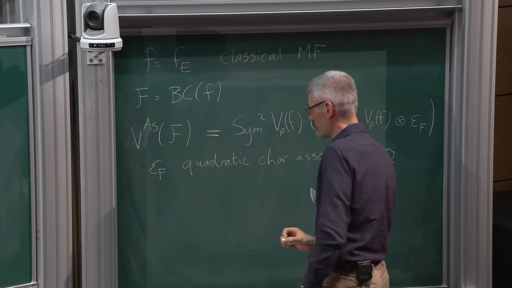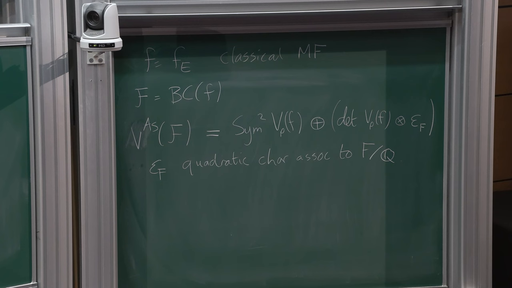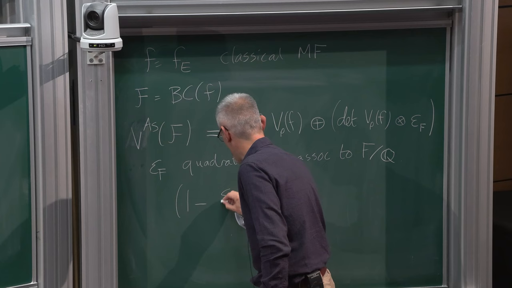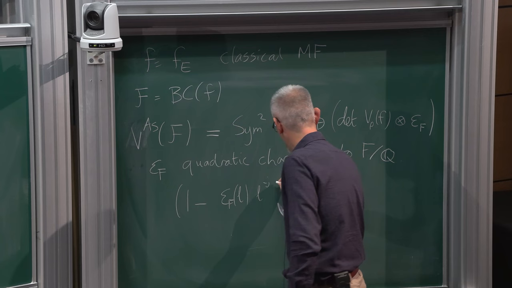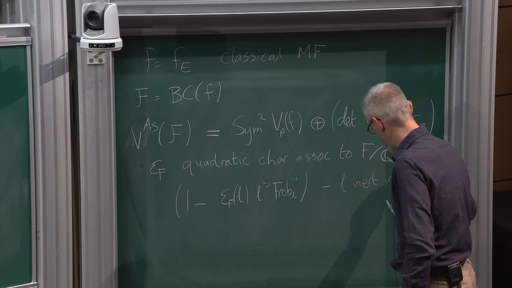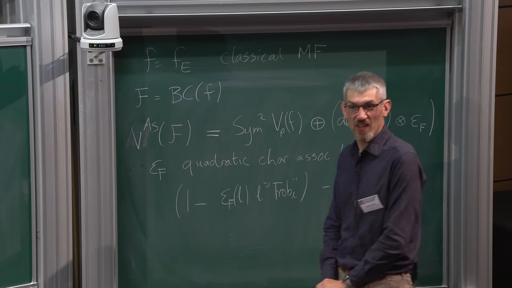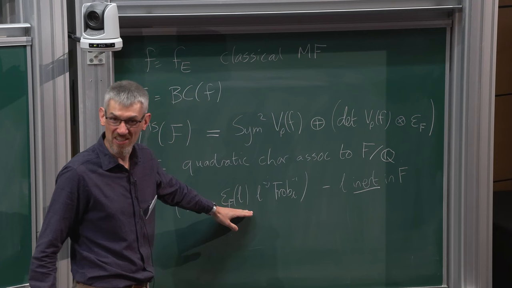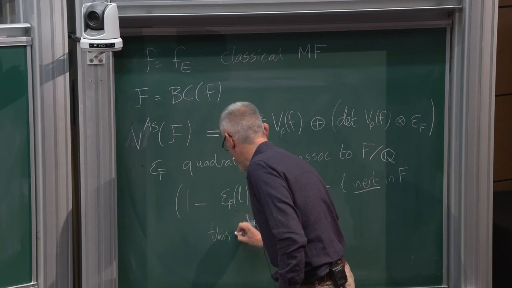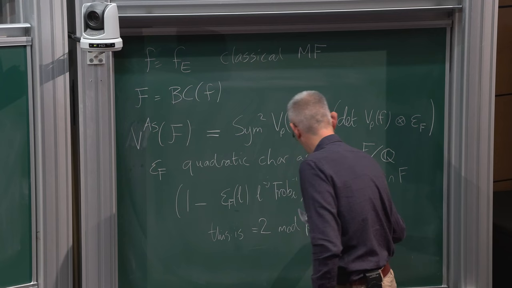So now we can play exactly the same game as before. We can take our Euler system and project it into the Sym squared piece, but now the parasitic extra term is 1 minus epsilon_F(l) l^(-j) from l^(-1). And we're going to choose l to be inert in F. And we can do this. The primes inert in F are a sufficiently thick set that you can do Euler system arguments. And that means that this is minus 1. And so this thing is no longer going to be highly congruent to 0 mod p. It'll actually be highly congruent to 2 mod p. So it's invertible.